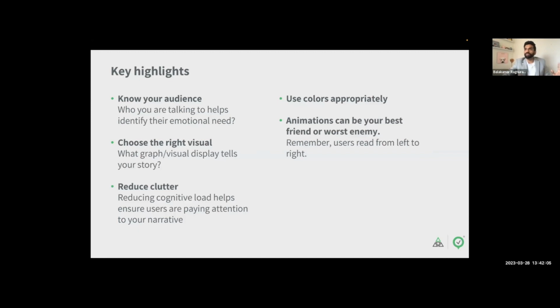We went through a process of decluttering, which is very basic, but I do want you to think about your graphics in that format. Use the colors and animations appropriately. They are a very powerful tool.